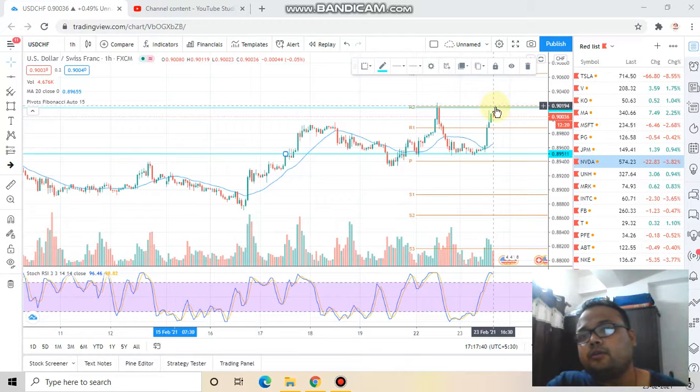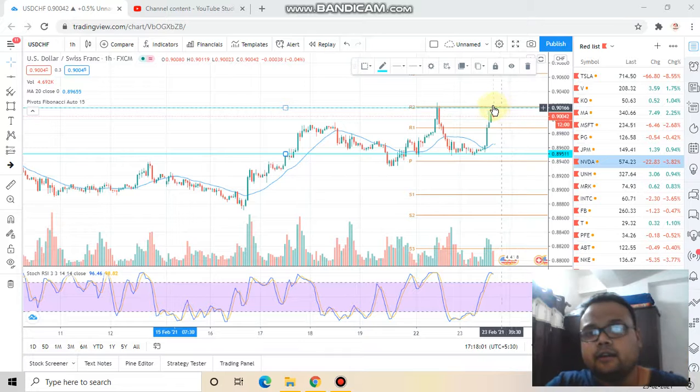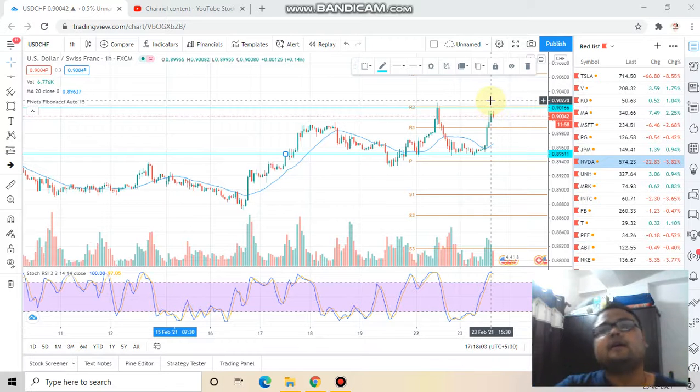Let the resistance become the support. Let the market trade above this particular level comfortably for a while, then you can get the confirmation that the resistance has become the support, and then you can go ahead and execute the buy order. If you do that, then you'll be getting the bonus of the risk to reward ratio. The risk to reward ratio will be in your favor.